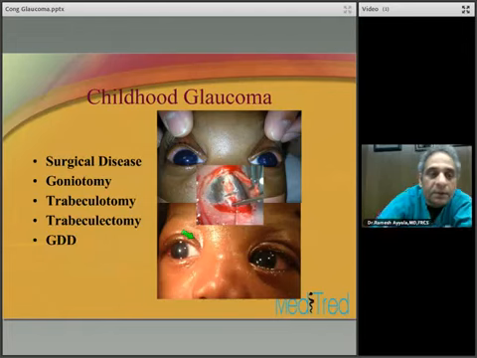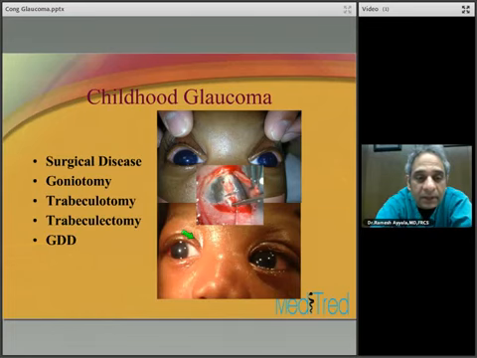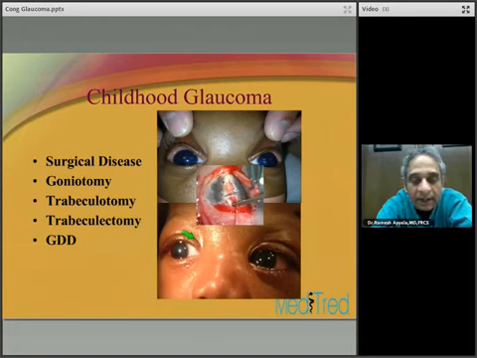Now, remember, glaucoma is a surgical disease. Congenital glaucoma is a surgical disease, and the treatment, if the cornea is clear, is goniotomy. If the cornea is not clear, as is seen in this particular example, obviously there's no view of the angle structures, and so you cannot do goniotomy, in which case you can do either trabeculotomy, trabeculectomy, or a combination of both. Or if the angle is completely disorganized, then you may want to treat with glaucoma drainage device implantation.